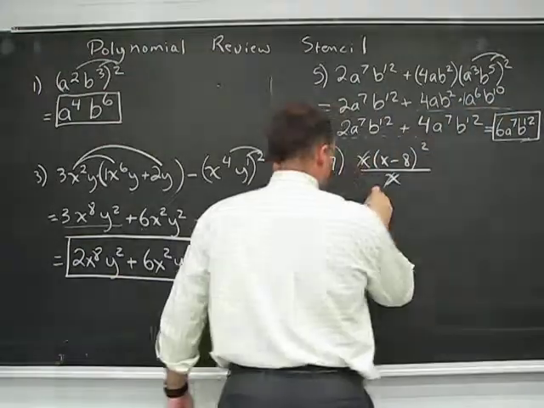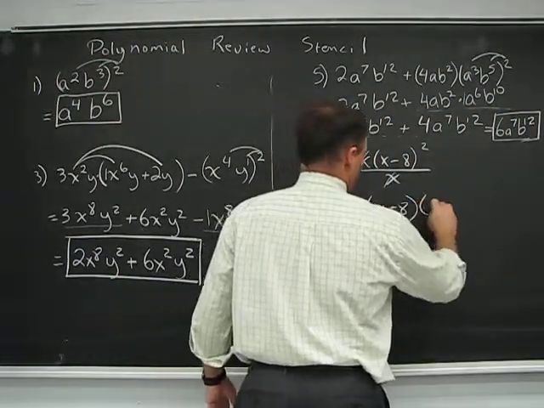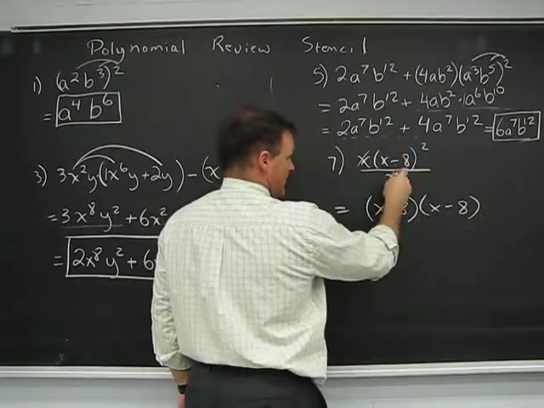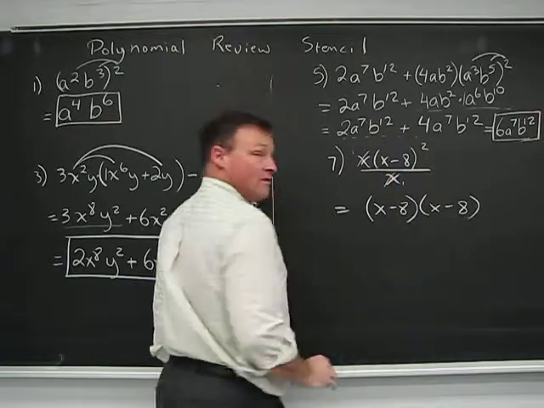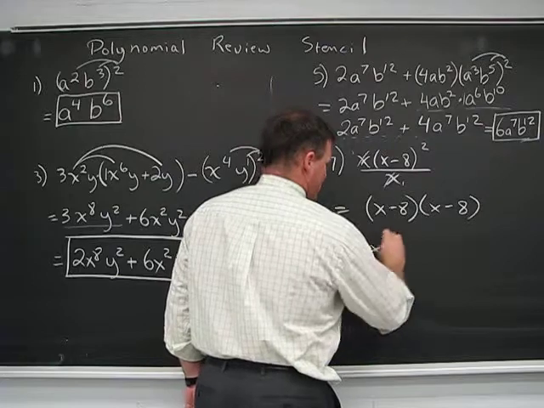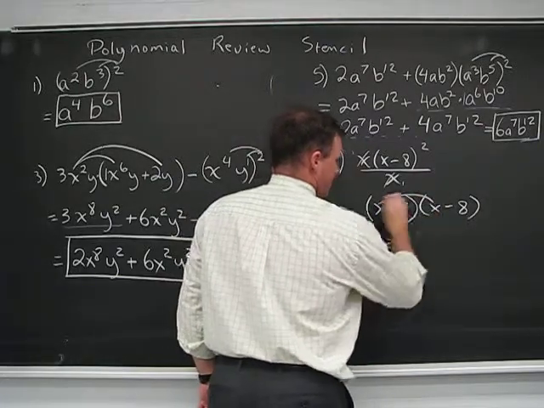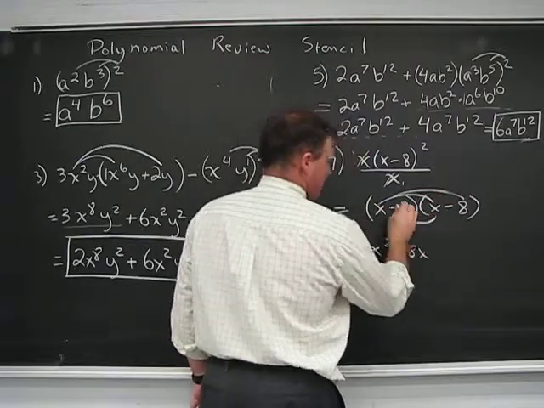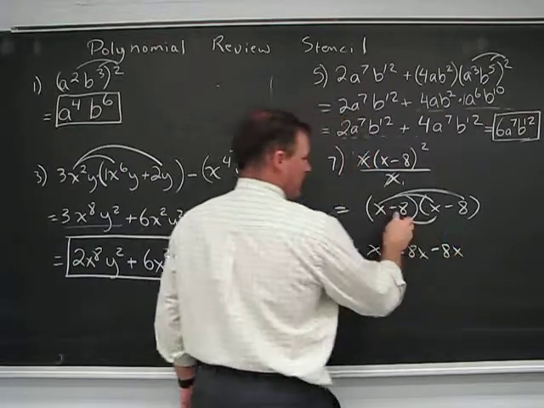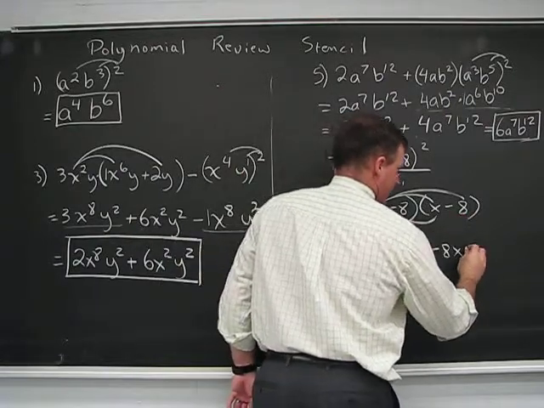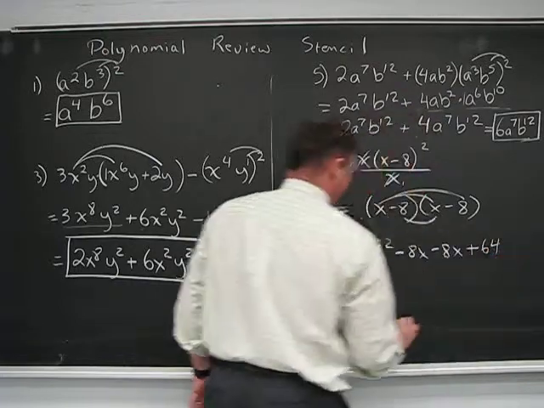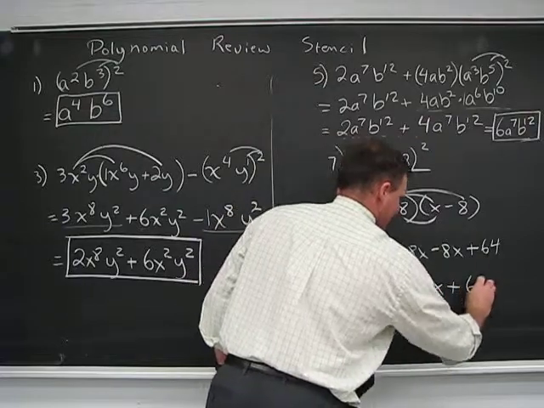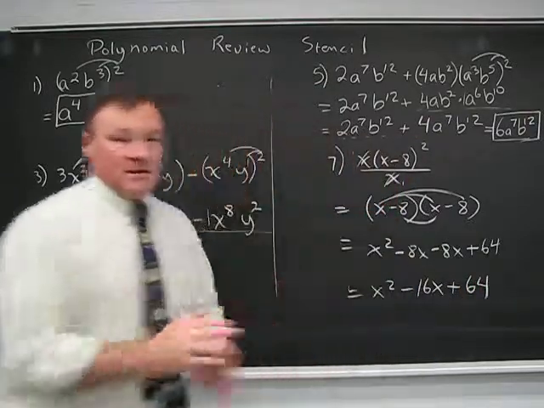x minus 8 squared. This is FOIL. This is x minus 8 times x minus 8. That's the only way you can square a binomial. You have to FOIL it out. And as I said, these guys cancel. That's a 1 and a 1. No more fraction. Equals x squared minus 8x. That's the first one multiplied by both. The second one multiplied by both, negative 8x. And don't forget, it's minus 8 times negative 8, and that's going to be positive 64. Equals x squared minus 16x plus 64. Okay, I'm going to continue on in a second. Clear off the board first.